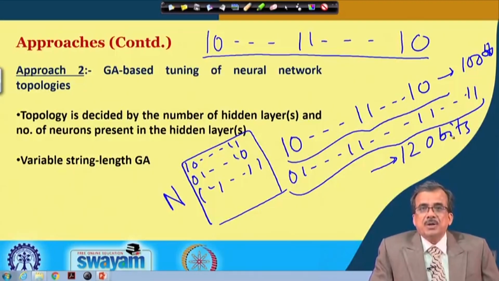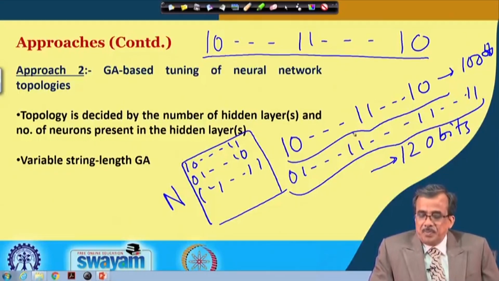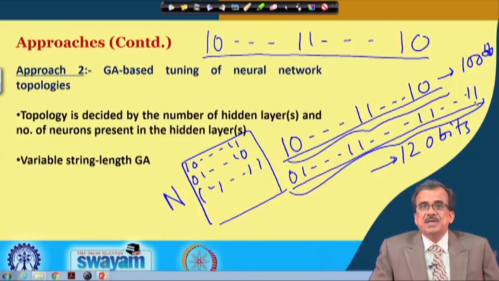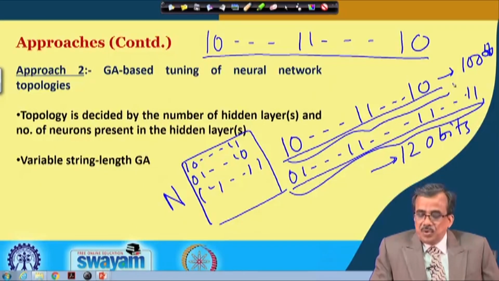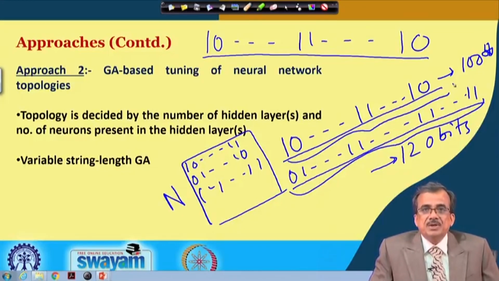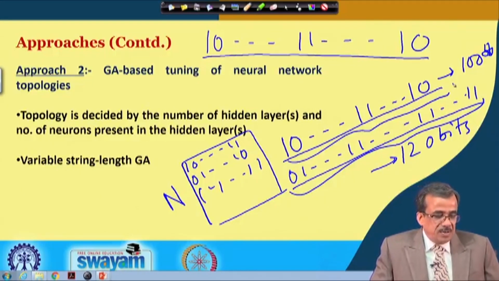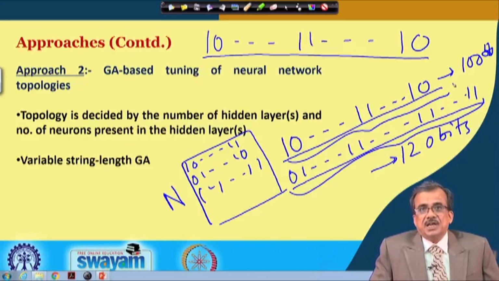Now, if I go for the crossover operator for this binary coded GA, we are going to face a lot of problems, because this GA string has 100 bits and this one has 120 bits. For the last 20 bits, we cannot easily do the crossover operation. So, we are going to face a lot of problems in crossover, particularly if you use the binary coded GA. That is a problem related to the variable string length genetic algorithm.